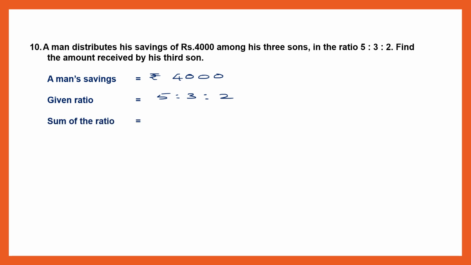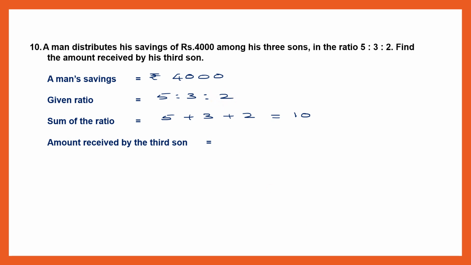Now we have to find the sum of the ratio, that is 5 plus 3 plus 2. 5 plus 3 is 8. 8 plus 2 is 10. Now we have to find the amount received by the third son. Now in the ratio, the first number is for the first son, second number is for the second son, and the third number is for the third son. So we are only going to take this.